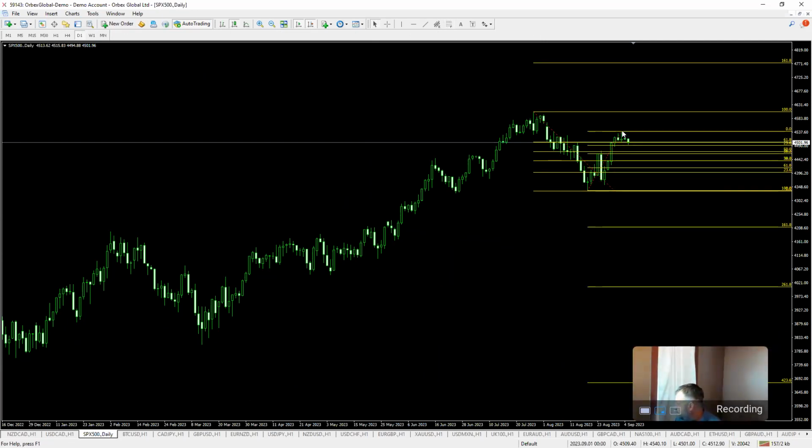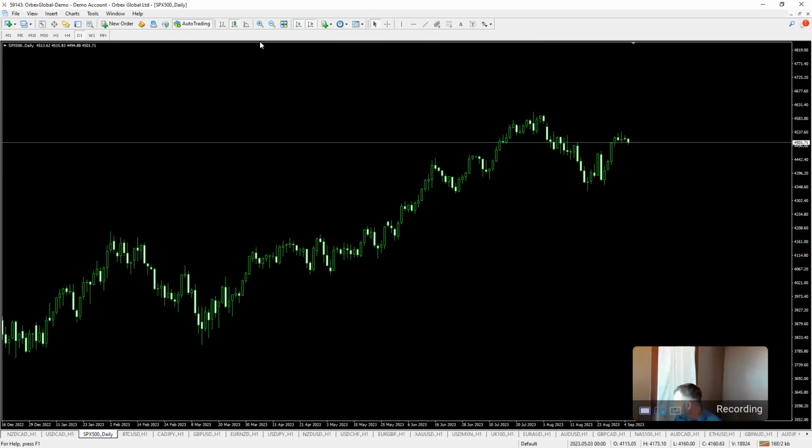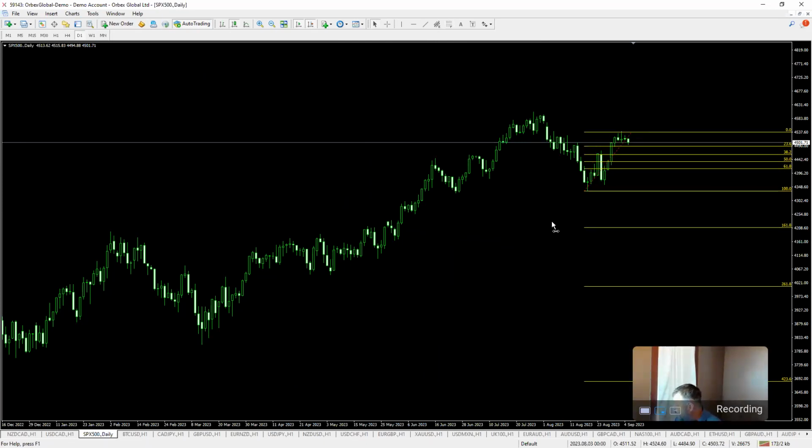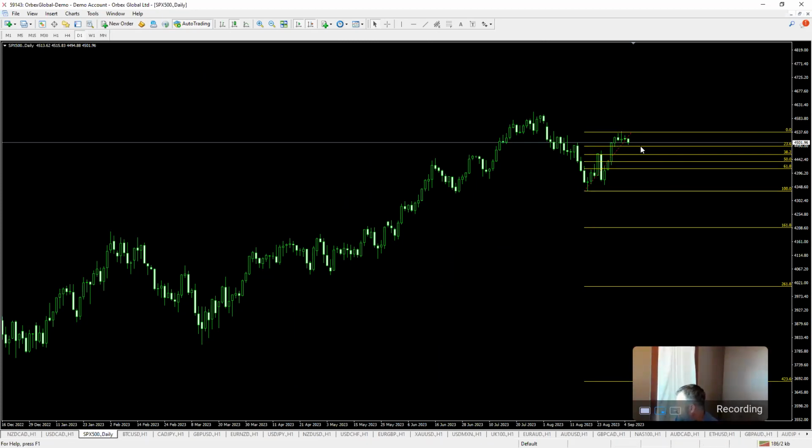Let me delete this. So let's draw it from top to bottom. That's how I draw them, because I want to see the move down. This is how I like to draw them, from top to bottom, because I want to catch this in the direction of the trend, right? I want to catch this in the direction of the trend moving up. So that's how I do it.